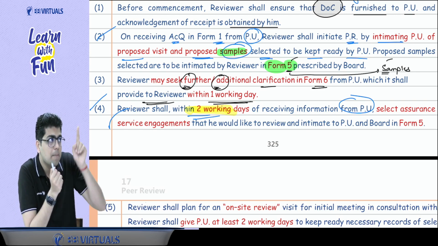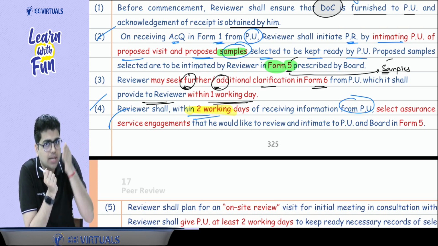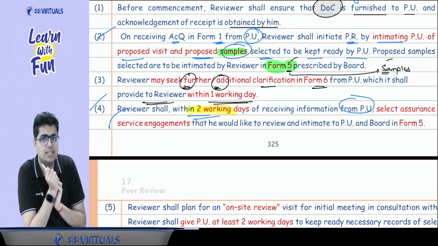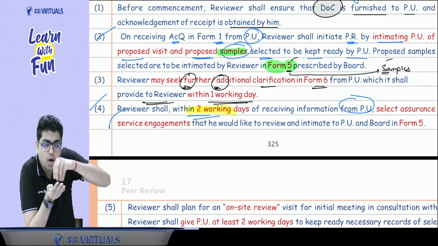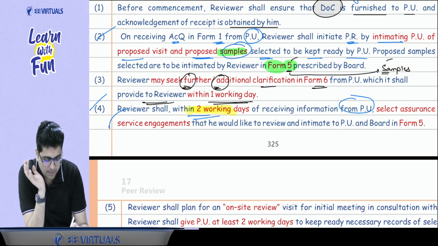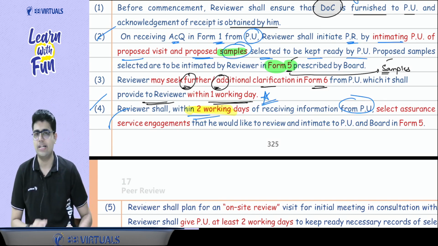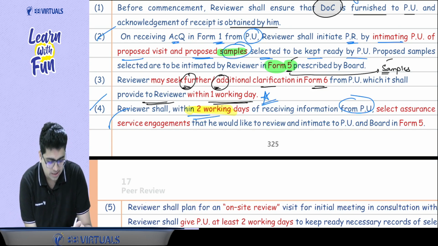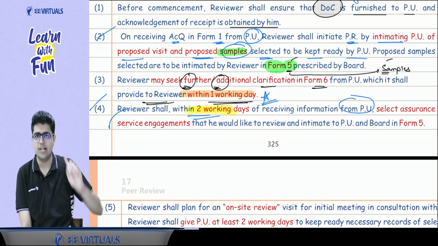How come, sir? Practicing unit has to provide the application cum questionnaire to the peer reviewer within 2 days. Peer reviewer has to submit the declaration of confidentiality within 2 days. Peer reviewer has to select the samples from the application cum questionnaire within 2 days. So every time it is 2 days, but when it is about providing additional clarification or further information, since that thing will not take much time, only in that case it is 1 working day. Is this point clear to all of you?